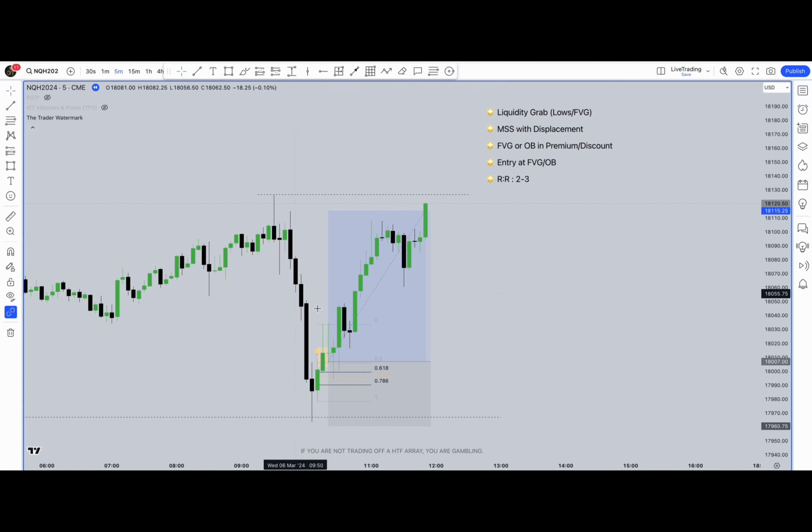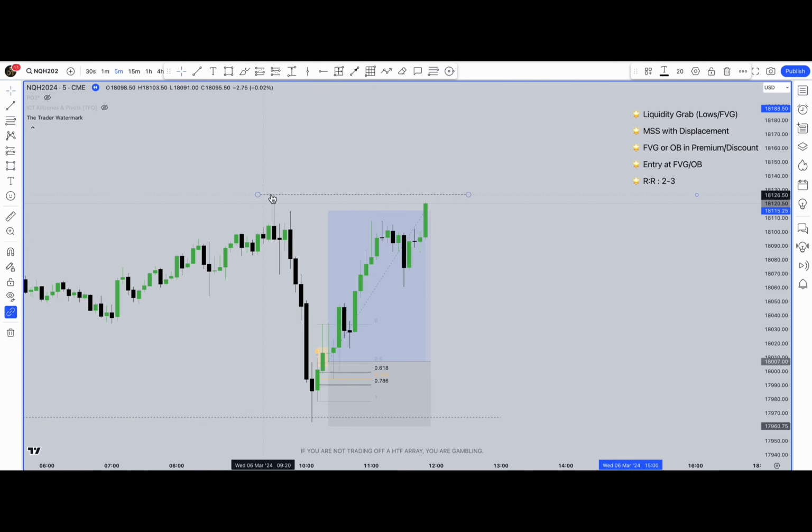And the same day, we took out the sell side liquidity right here. We also had some buy side liquidity resting above here. And we're going to do the same. If price takes liquidity, we're going to lower time frames to see a market structure shift with displacement, looking for the fair value gap or order block in premium discount. And we're going to do the same strategy.